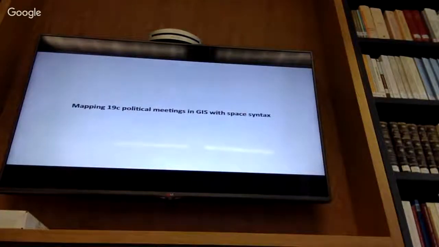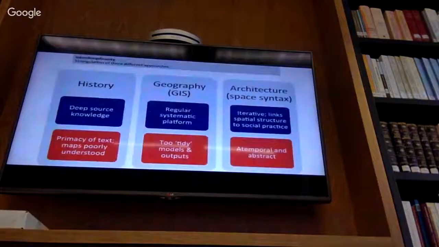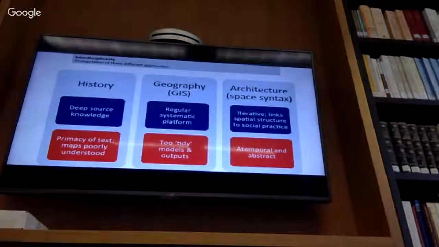Okay, so this is where we start with our project, and hopefully this will all make sense now. That was the evolution of where mapping has got to, and now we're going to explore what we're doing with our project. As I said, this project is interdisciplinary, cross-disciplinary, and what we're trying to do is combine historical knowledge, historical data with GIS mapping techniques and space syntax theory and methods.